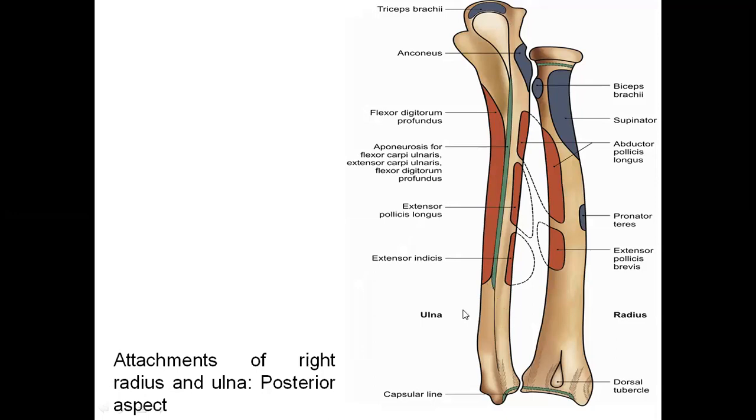Medial half is towards the midline, lateral half is the one which is towards the radius bone. So the sharp border here gives attachment to the aponeurosis for certain muscles like flexor carpi ulnaris, extensor carpi ulnaris and flexor digitorum profundus. Okay, and this is the medial surface, right? Like the posterior-medial surface. So from here you find the origin of flexor digitorum profundus.